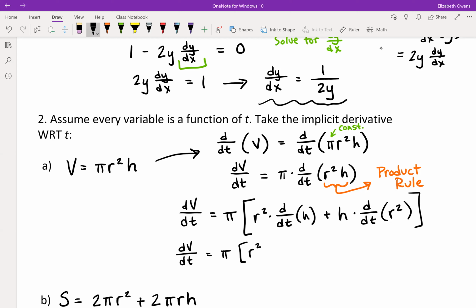Yeah, very good. Nice. Okay, she's got it. Cool. This is going to be dh dt, just like we did d dt of v. V was a function of t. Now we're doing d dt of h, and h is a function of t. So yeah, that is totally dh dt. Very nice. All right, and now we've got plus h times d dt of r squared. So this one has a little tiny twist to it.